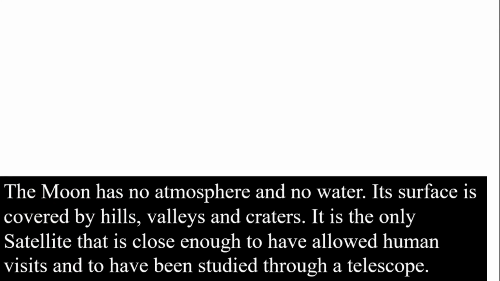A moon has no atmosphere and no water. Its surface is covered by hills, valleys, and craters. It's the only satellite that is close enough to allow humans to visit and to have studies through a telescope. So that is regarding the moon.